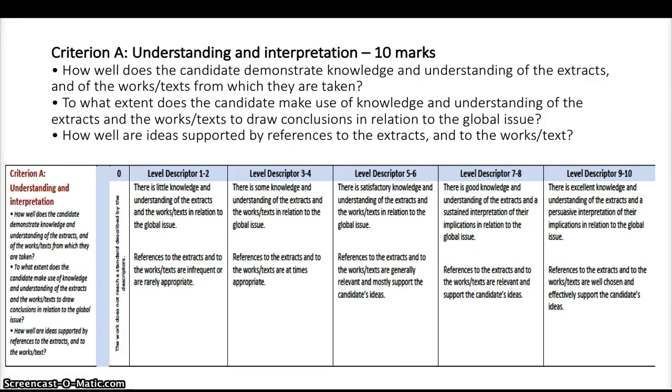The third bullet point: how well are the ideas supported by references to the extracts and to the works or texts? You need to make sure that you are referencing specific things in the extracts: words, lines, sentences, phrases, ideas. Pull those things out. The bottom part of the slide shows you the level descriptors. You could get a 3 or 4, 5 or 6, 7 or 8, 9 or 10, and there's further language there that you can read later on your own.